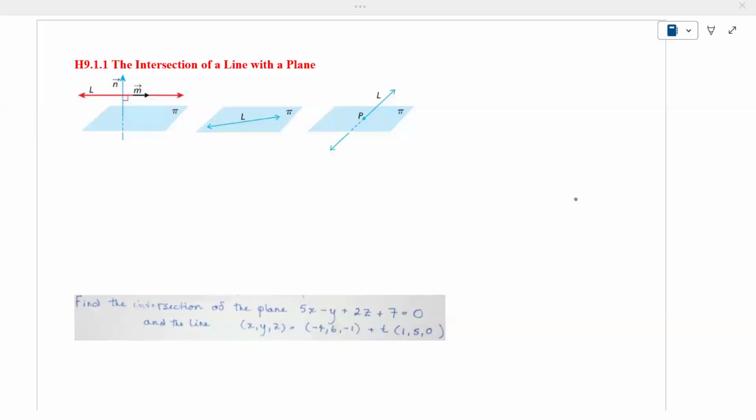Okay, so this is 9.1.1, intersection of a line with a plane. If you look at the first picture, you can see that this line and this plane are parallel and distinct. The second one, parallel and coincident, and the third one, plane and line, they have a point of intersection.